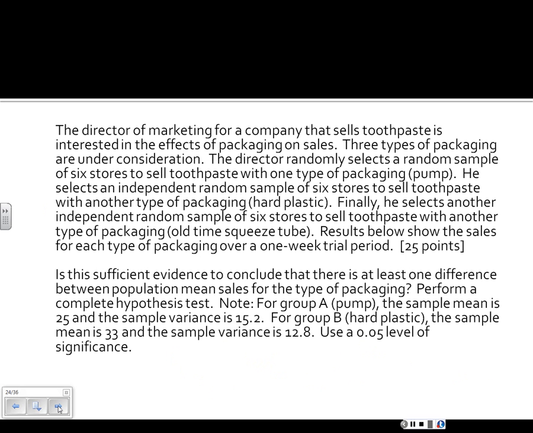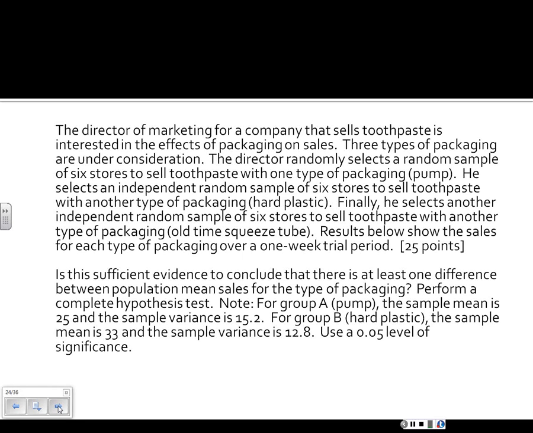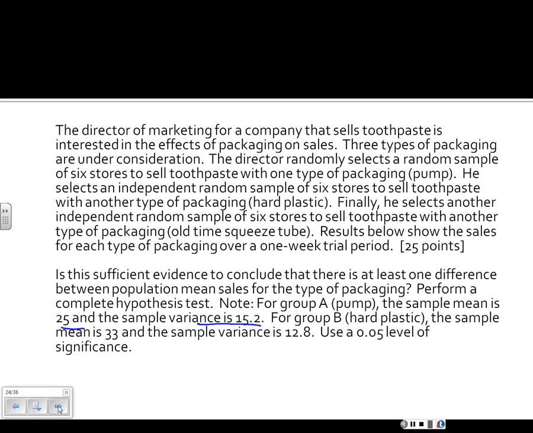A lot of writing on this one. Anyway, there's three kinds of toothpaste. You can see that on the output. And we're looking for a difference between means. So this is going to be an analysis of variance. Note that I gave you the mean and the variance for the first two groups. And so you're going to have to compute the mean and the variance of the third group and then proceed with the analysis of variance.